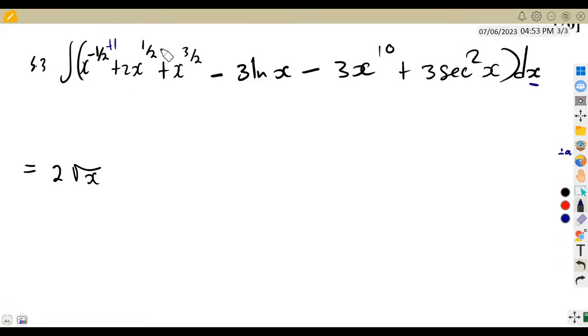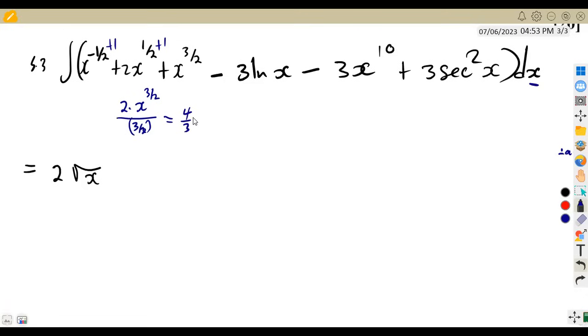Like the first one, we add a 1 here. So if we add 1, this is going to be 3 over 2. So we are going to have 2 times x to the exponent of 3 over 2. Remember, you divide by the new exponent, which is 3 over 2. So this is the same as 2 divided by 3 over 2. If you divide 2 by 3 over 2, you are going to obtain 4 over 3. So we are going to obtain 4 over 3 here.